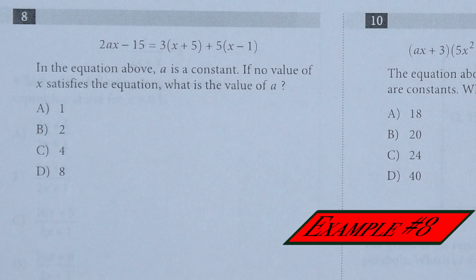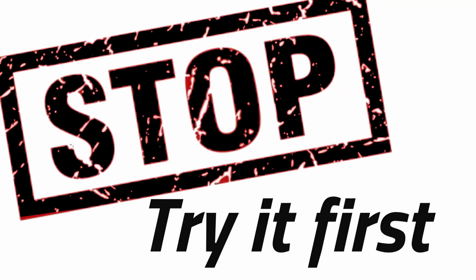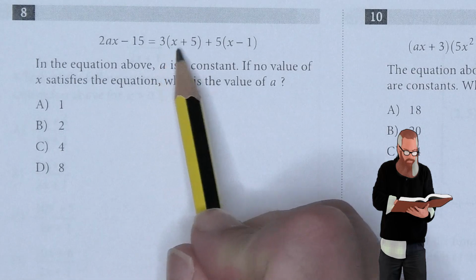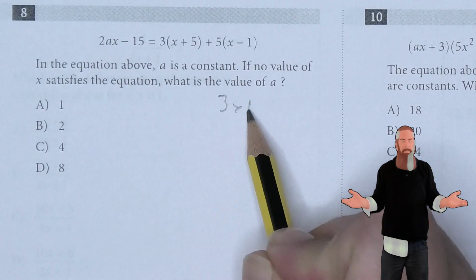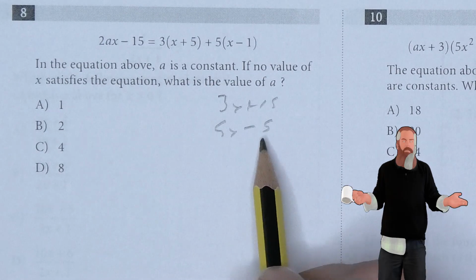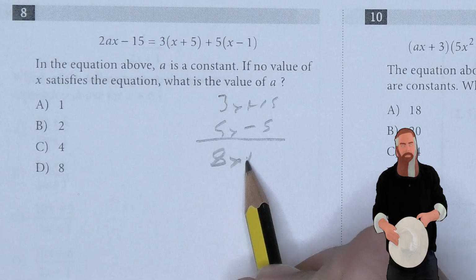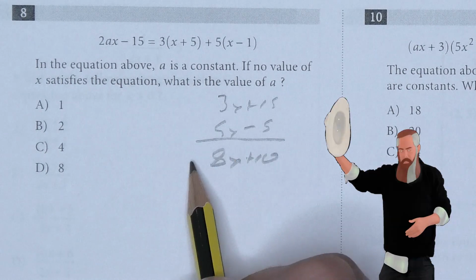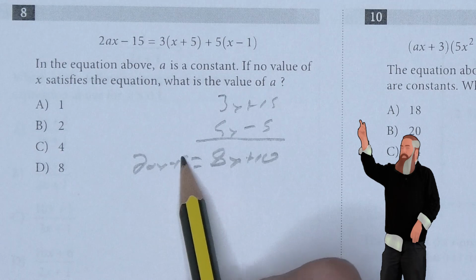In the equation above, A is constant. If no value of x satisfies the equation, what is the value of A? So the first thing we're going to do is get rid of these parentheses on the right side, which is going to give us a 3x plus 15 and a 5x minus 5. So when we add these together, we're going to get 8x plus 10. This is going to be equal to the left side of the equation, which is 2ax minus 15.